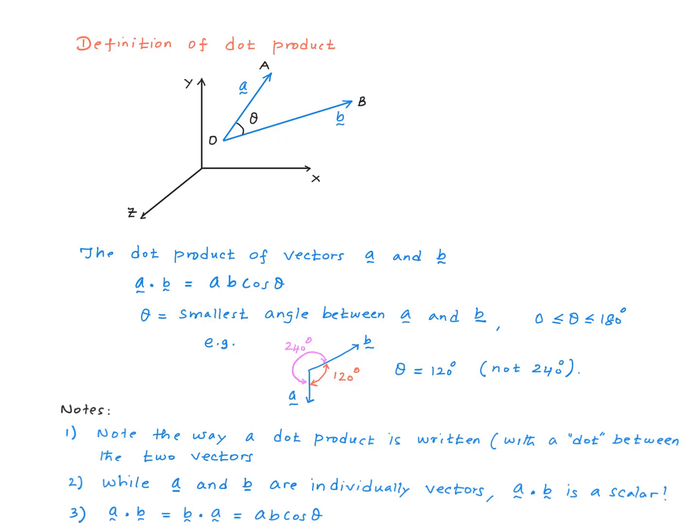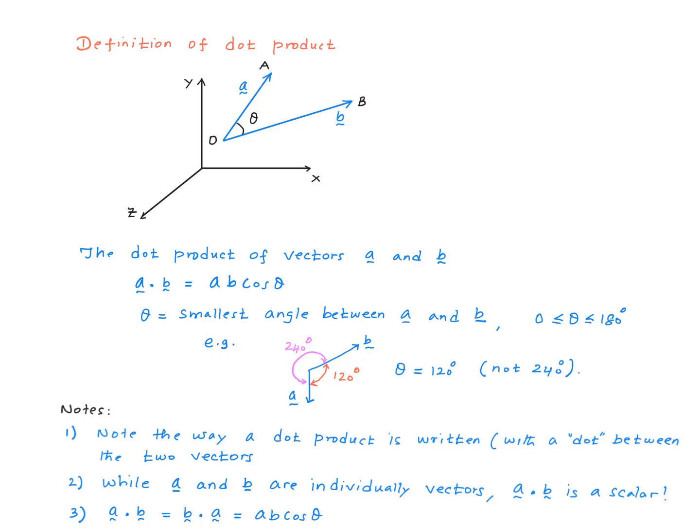Let me also add one more note here. It's easily seen that A dot B and B dot A are equal to each other. A dot B is A times B times cosine theta. B dot A would be B times A times cosine theta. You can see both of these are equal to each other, and therefore you can switch the ordering of these two vectors. You get the same results.